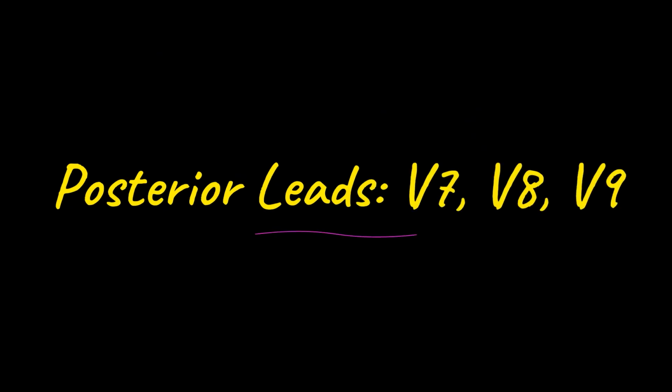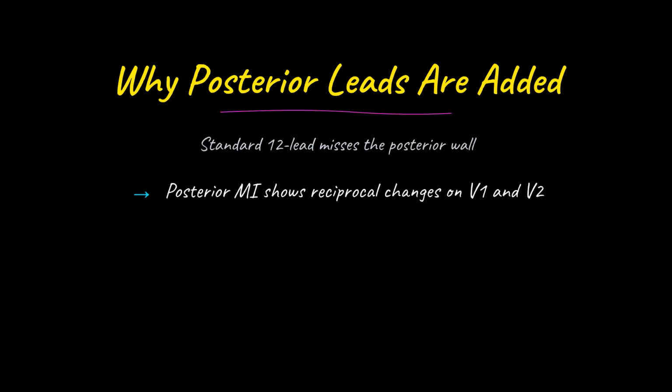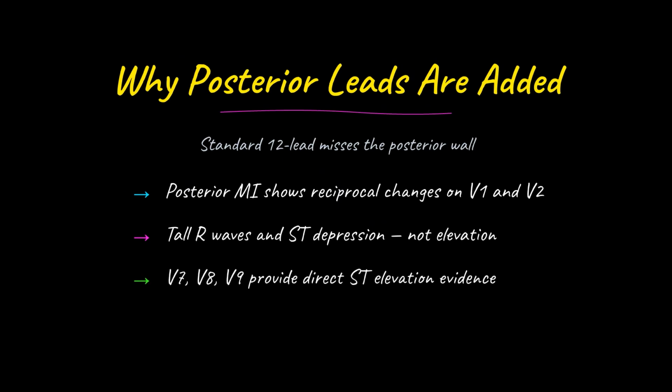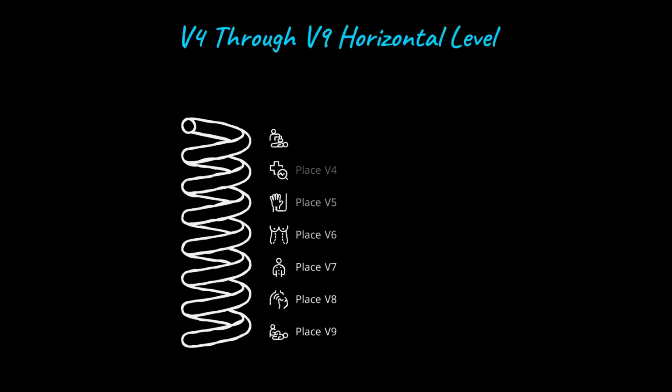When a posterior wall myocardial infarction is suspected, the standard 12-lead EKG falls short. It views the heart from the front and misses the posterior left ventricle almost entirely. That's where posterior leads come in. A true posterior infarction doesn't show ST elevation on the standard leads. Instead, it produces reciprocal changes, tall R waves, and ST depression in V1 and V2. Adding V7, V8, and V9 captures direct ST elevation from the posterior wall, turning an indirect suspicion into a confirmed diagnosis. The placement rule is elegantly simple.